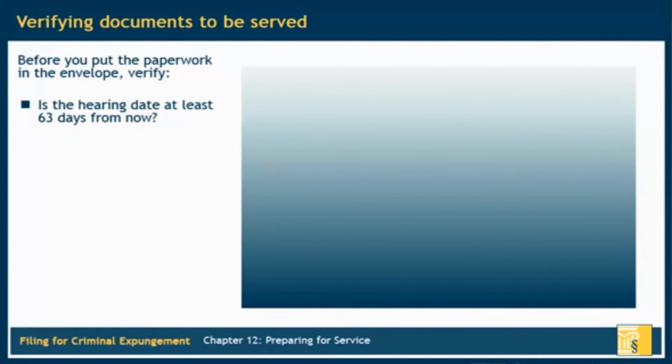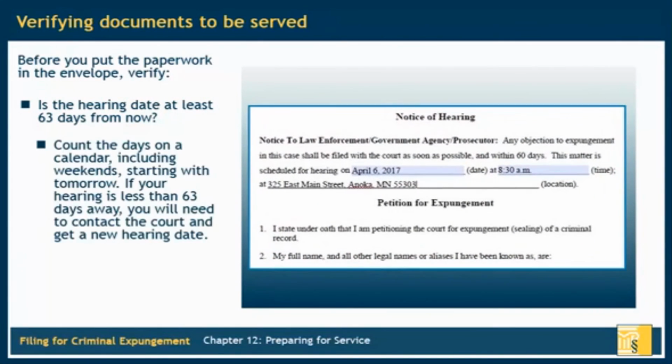Is the hearing date at least 63 days from now? Look at page 1 of the petition. Count the days on a calendar, including weekends, starting with the day after you plan to have the envelopes mailed. If your hearing is in less than 63 days, you will need to contact the court and get a new hearing date. Remember that if your paperwork is not mailed at least 63 days before the hearing, your hearing may be canceled or your request for an expungement may be denied.